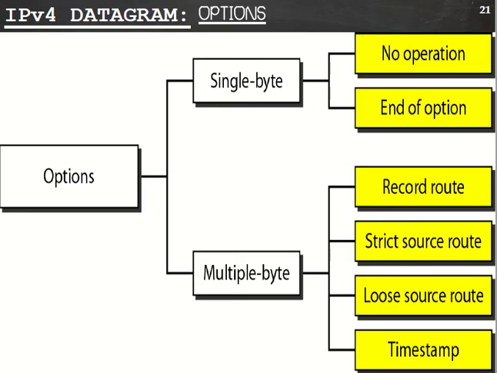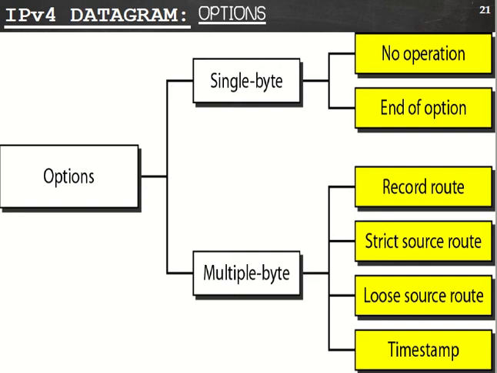As we have seen, the header of an IPv4 datagram is made up of two parts. First one is the fixed part and the second one is the variable part. The length of the fixed part is 20 bytes, whereas the variable part comprises options that can be a maximum of 40 bytes. The option fields are used for network testing and debugging.